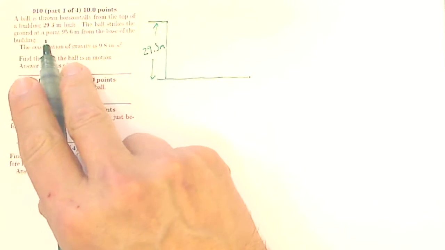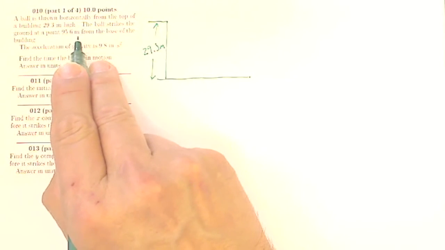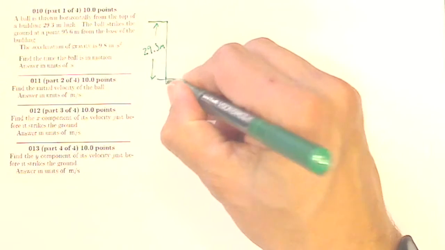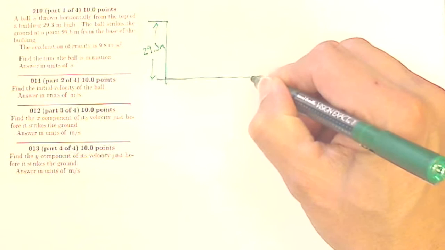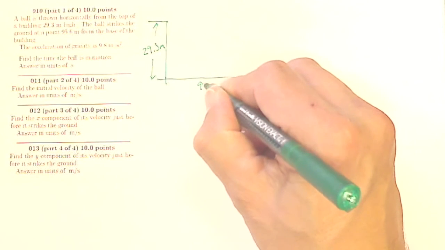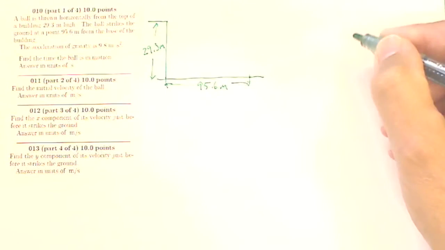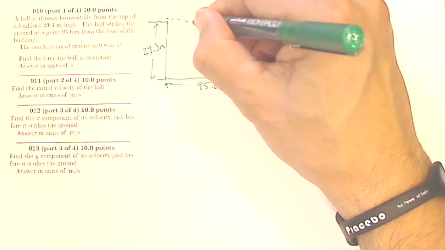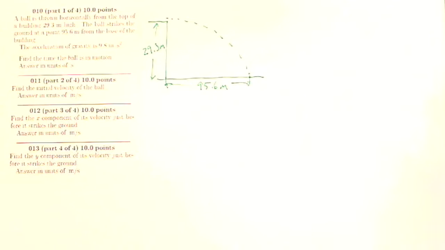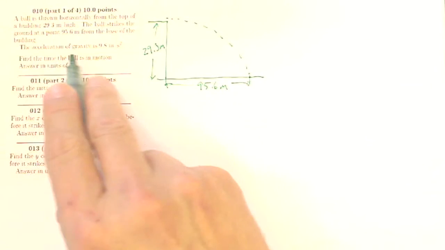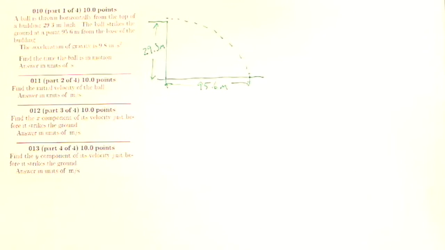The ball strikes the ground at a point 95.6 meters from the base of the building. So I know that when this thing does its flight, this is going to be 95.6 meters from the base of the building. So my ball is going to travel down and it's going to fall and it's going to hit the ground. The acceleration of gravity is 9.8 meters per second squared.